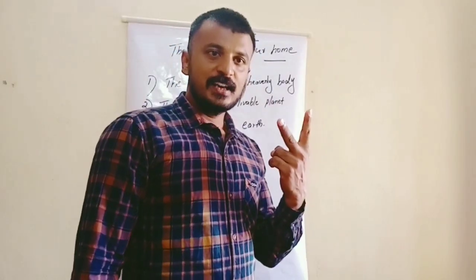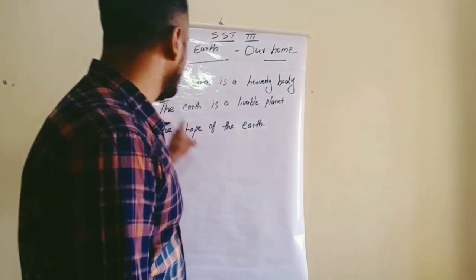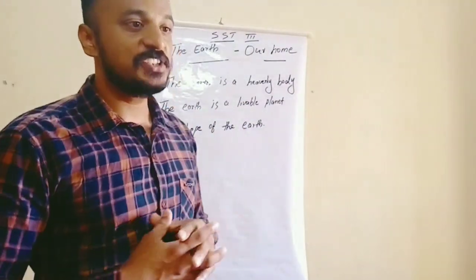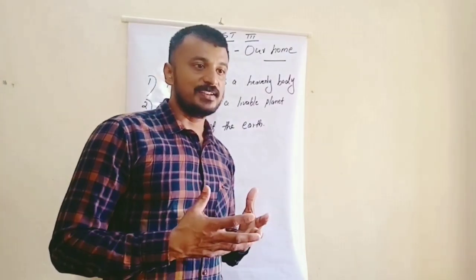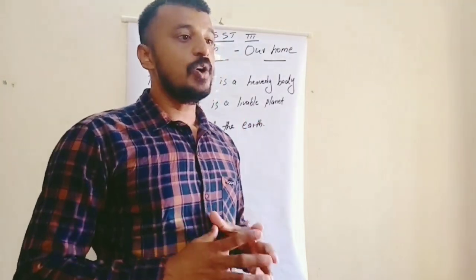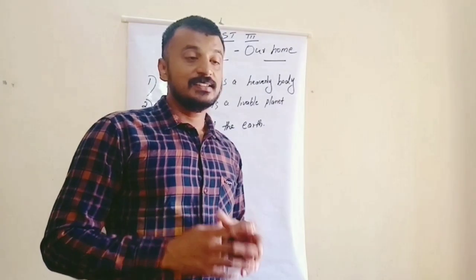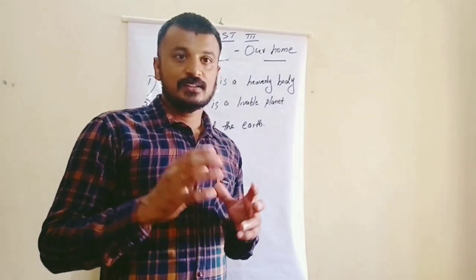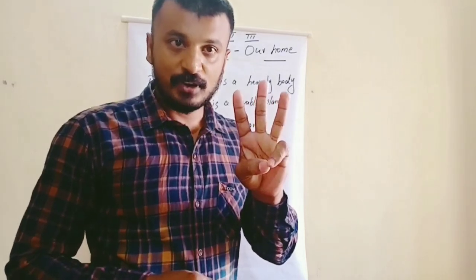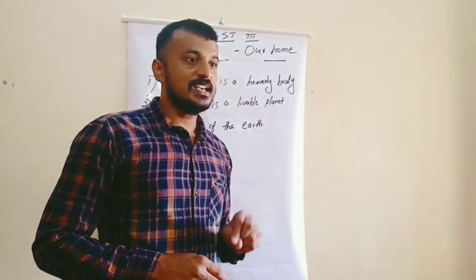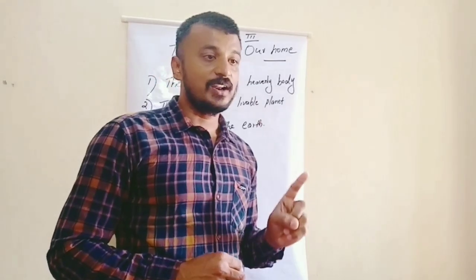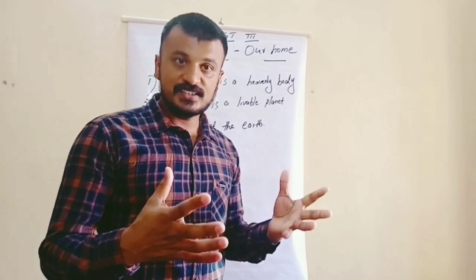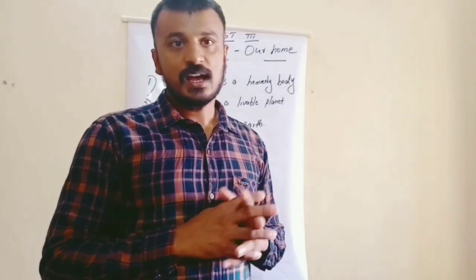The second thing I told about the earth is the earth is a livable planet. Our earth is special and different from other planets. It is the only planet on which life exists. There are some conditions required to support the life. There are 3 conditions required mainly. The first condition is the earth has air around it called atmosphere. We need oxygen. That oxygen is available in the atmosphere.